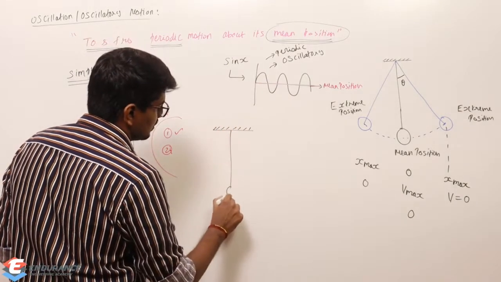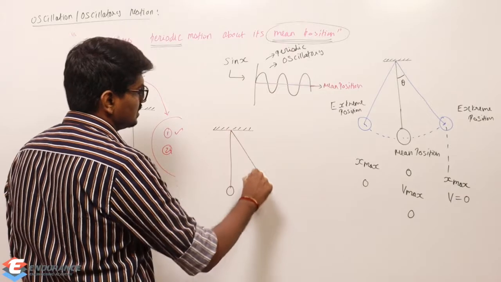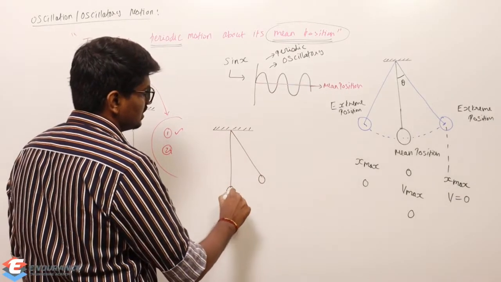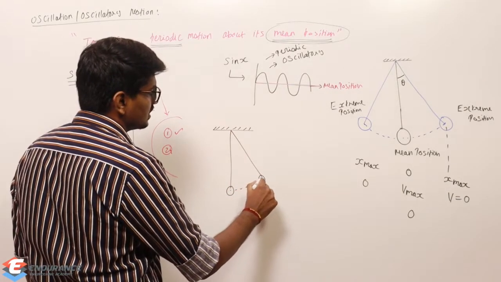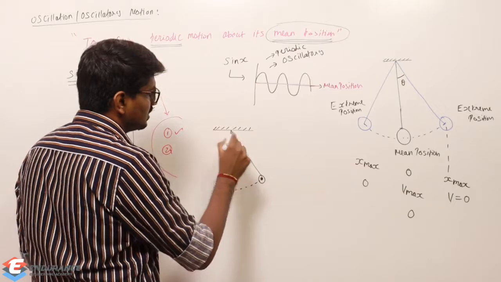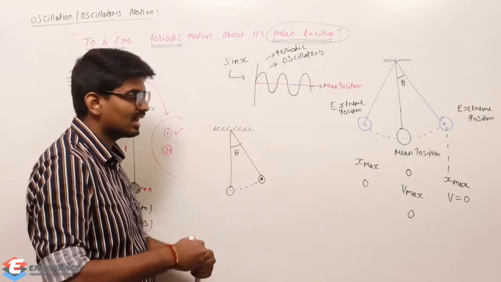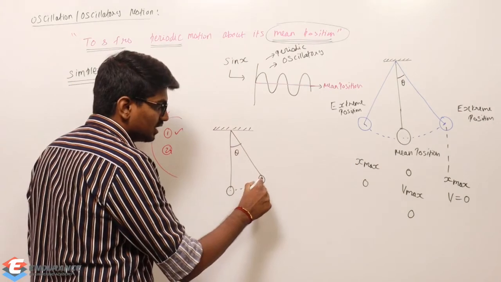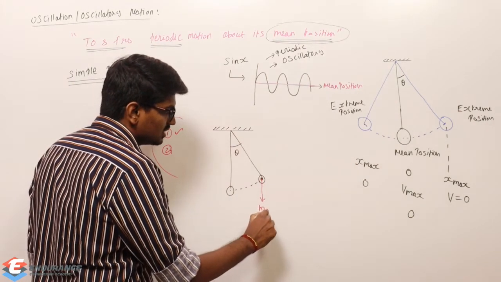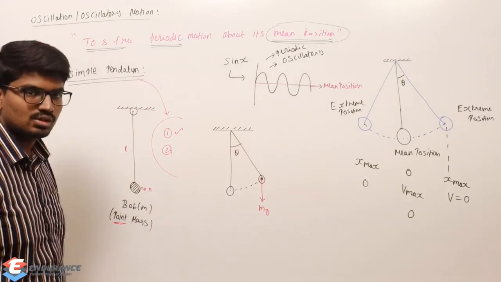This is my initial position, right? And now it has reached this position, let us consider the extreme position. This angle is theta. If I want to draw the free body diagram, the first force is the gravitational force, mg. The mass of the bob is m, and the acceleration due to gravity is g.